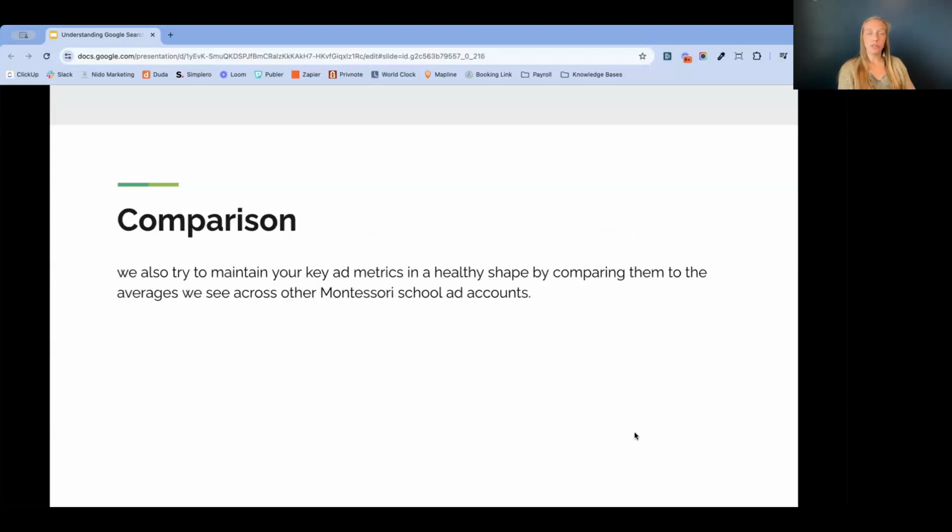Comparison. So we do this for a lot of Montessori schools, so we're able to compare how one school's ads are doing to another school's ads. Typically, we're not going to compare, like we said, a lot depends on location. We're not going to compare a school on the East Coast to the West Coast because they're two completely different things. But we like to compare schools that are close or schools that are similar and make sure that the ads are performing in the same way.